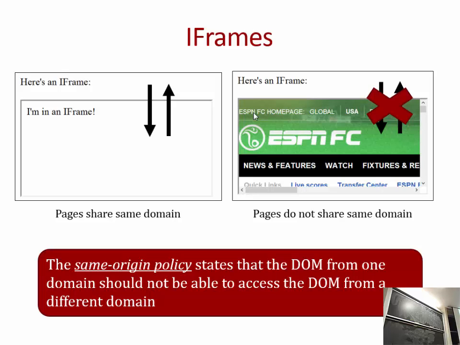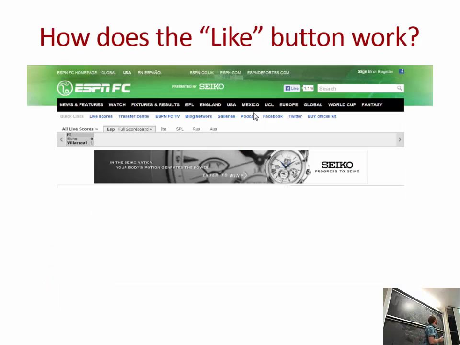Now, these rules here, they're part of something called the same origin policy. This is important for the browser security model, right? It says that the document object model, like the whole page here, from one page, cannot access anything on a page from somebody who has a different domain. The domain here means different host, port, and protocol, basically.